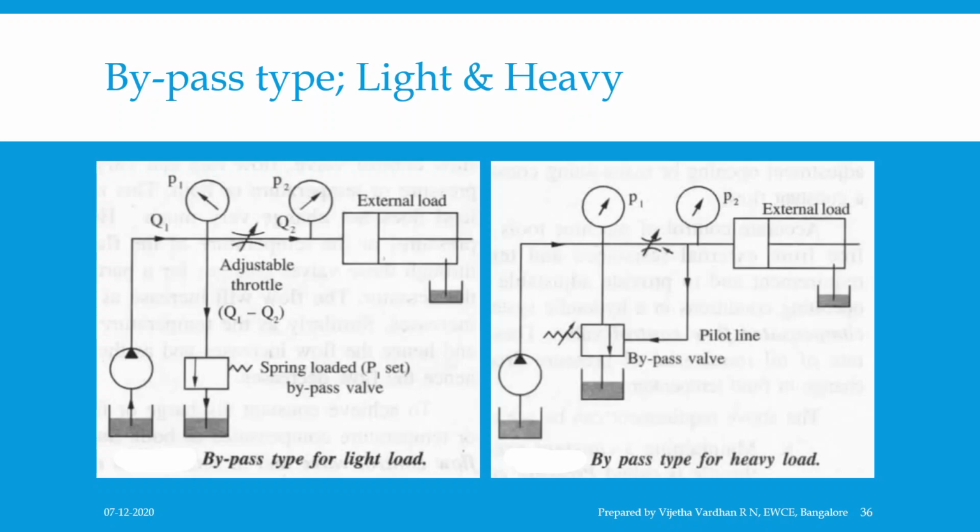However, as the throttle starts to close to limit the amount of fluid flowing into the cylinder, there will be an increase in pressure ahead of the throttle. This results in opening of the bypass valve just enough to keep the pressure across the throttle at P1. The figure on the right hand side shows the bypass valve for a variation of external load on the higher side.